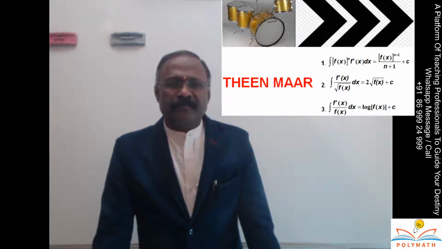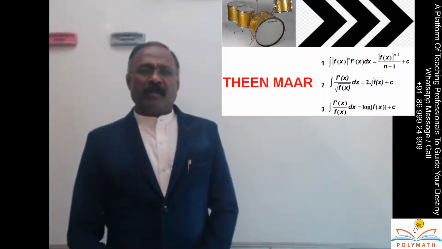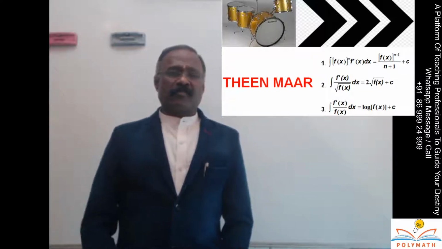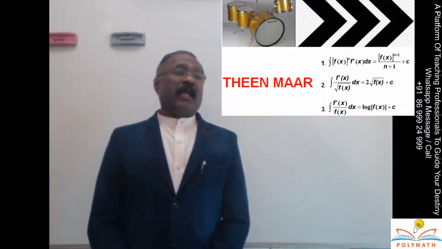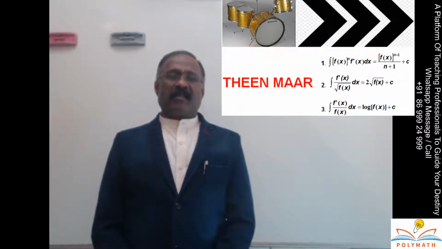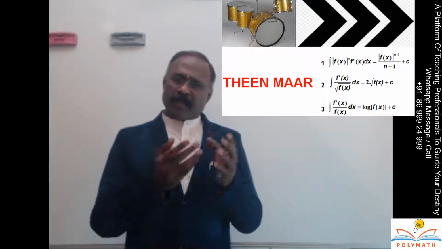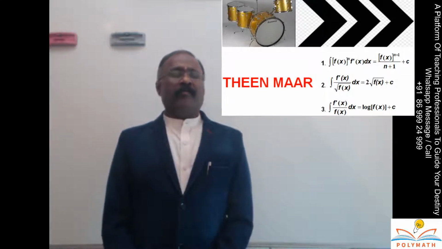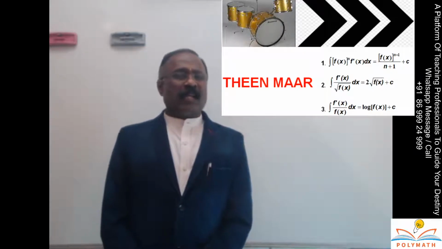And the second one: replace n with minus 1 by 2. Thereby it takes the form of integral of f dash x by root f x dx, which is nothing but 2 root f of x. Why do we take it specifically? Because square roots come up in irrational functions, irrational integrals.